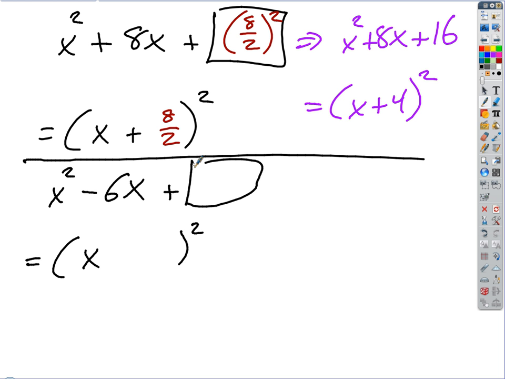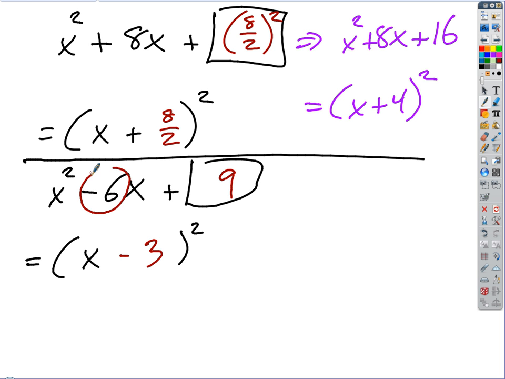6 over 2. Negative 6 over 2 is negative 3, so that's b over 2, right? So that's the number that's going to go there. And up here we'd have to add that number squared, b over 2, which is negative 3, squared. How did you get the negative 3? Because b is negative 6. It's always half of b.